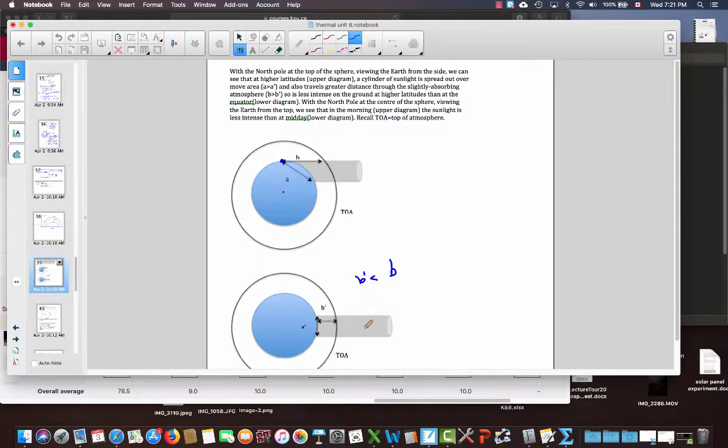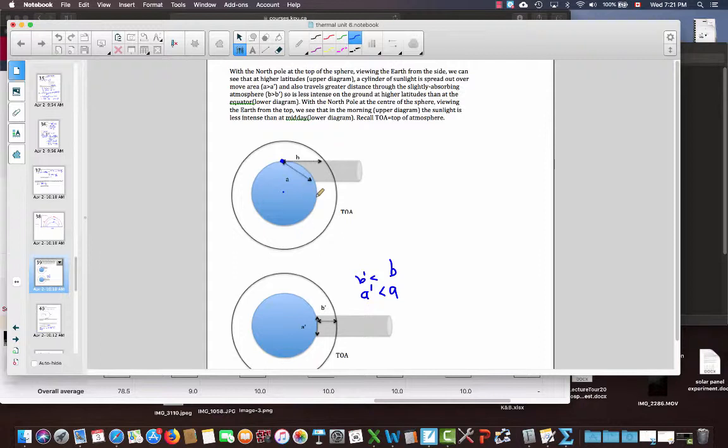And then it's less spread out because the sun is more overhead. So the area A prime is less than the area A up here. So this means you have more intense sunlight when the sun's directly overhead. So there's more intense sunlight at the tropics than there is here in Vancouver.